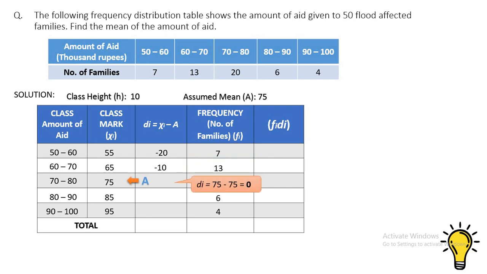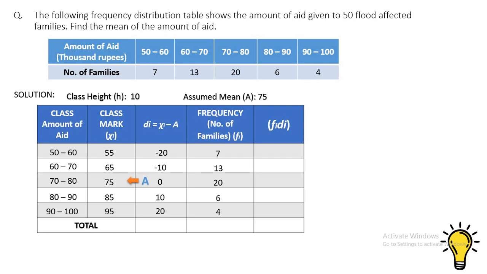75 minus 75 gives you 0. 85 minus 75 gives you 10. 95 minus 75 gives you 20. So here your deviations are already present now. Now the last column which you have to fill is very easy. You have to create a product of frequency with the deviation.